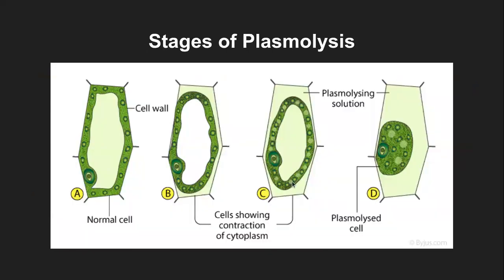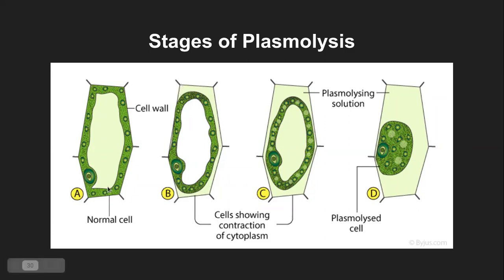So here are the stages which are shown of plasmolysis. When you keep this cell inside a higher concentration of solute, let's say 5% salt concentration, it will slowly start losing water from inside. So in that case, if you see this, the plasma membrane is kind of detaching itself from the cell wall.